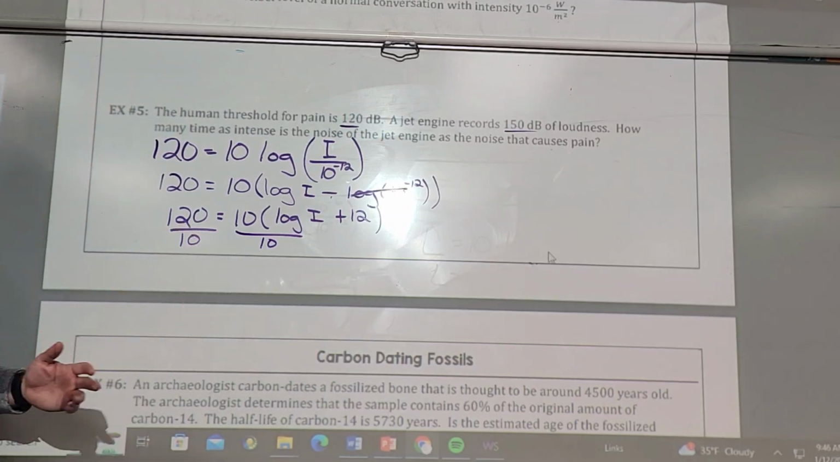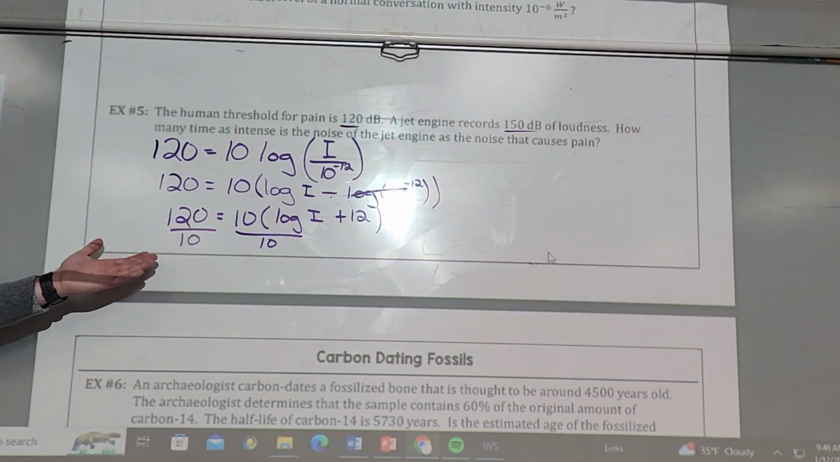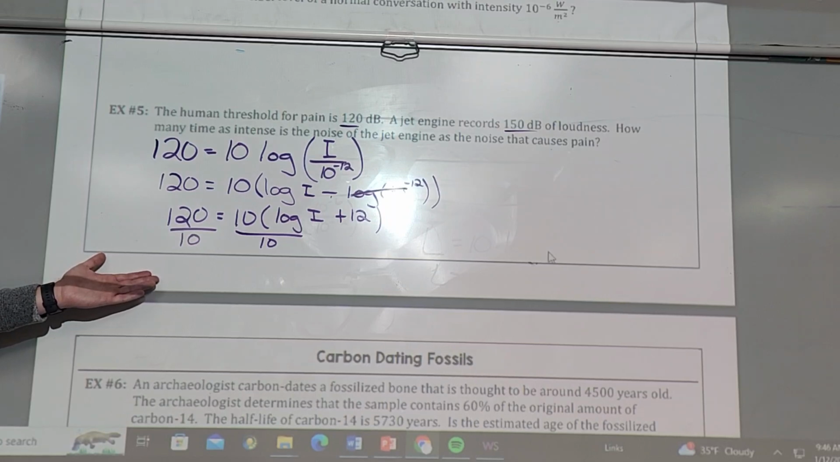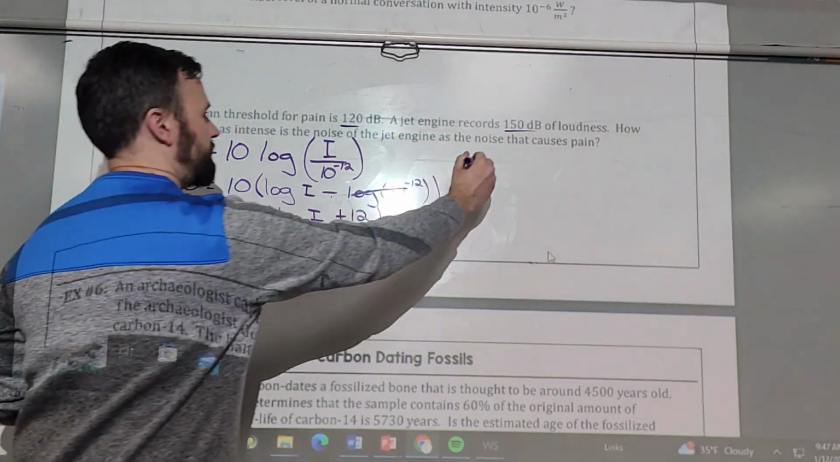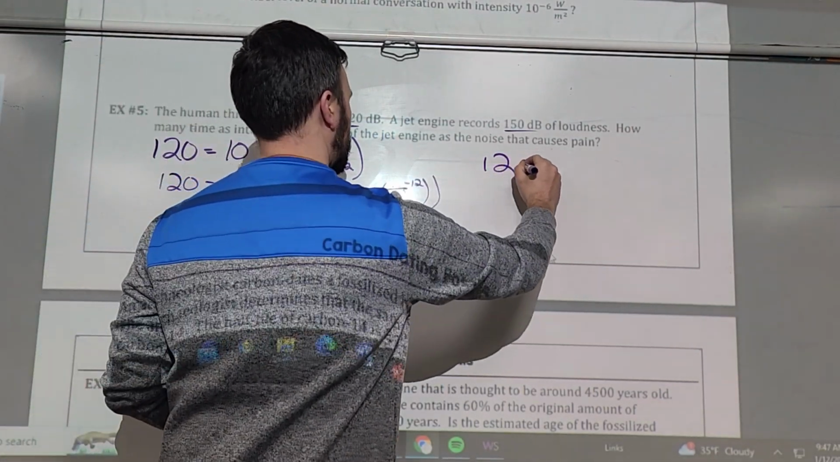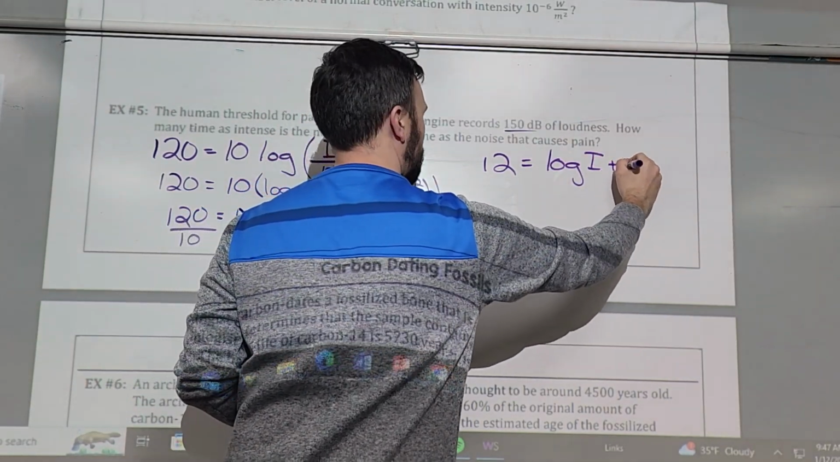One of the biggest fallacies I think that is taught in algebra is to distribute when solving a problem. A lot of times, if you have a number in front, isn't it easier just to divide it and then you don't distribute it? I hate that that's hit so hard in algebra. Because it's a lot easier just to do, well, then 12 equals a log of I plus 12.